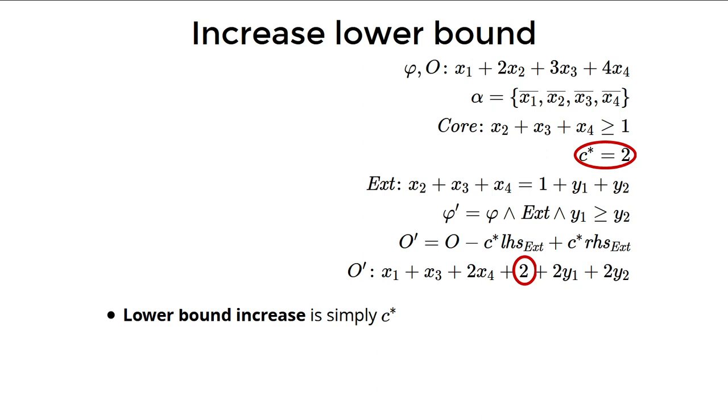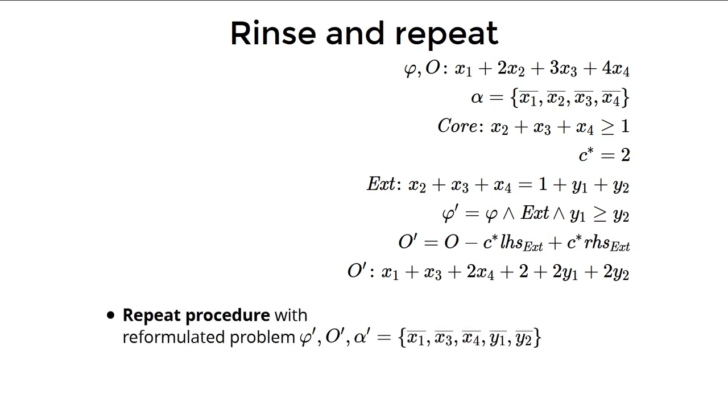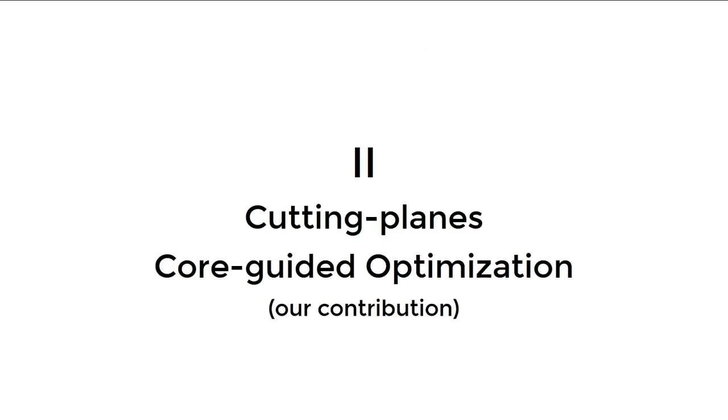And that's it. We found a lower bound and are ready to call the solver again, with a new set of assumptions that assumes the lowest possible value for the reformulated objective. This was classical core-guided optimization. What changes when we use a cutting planes reasoning solver to generate cores? That's what our paper investigates.